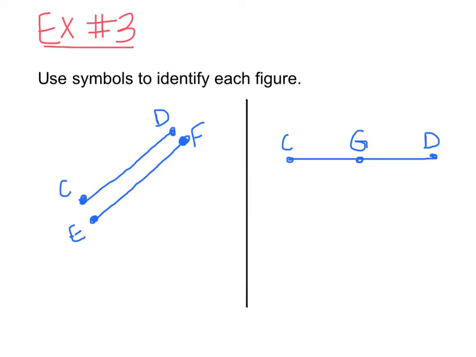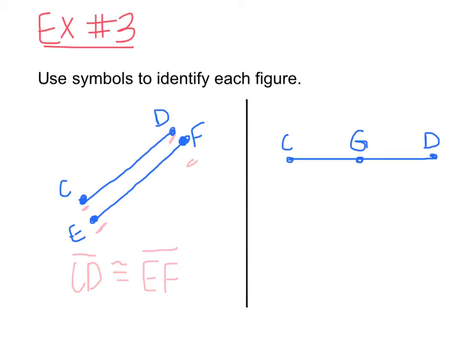Example 3, we have line segment CD and line segment EF. We have to put our line segment symbol over both of those. And to show that they're congruent, congruent means that they are the same length. CD and EF are the same length. So what we do is we write a little equal sign with the squiggly line on top. And that means congruent, or the same length.